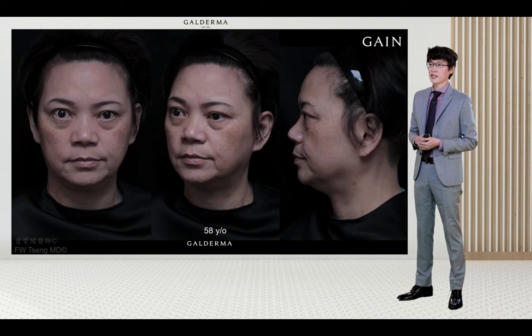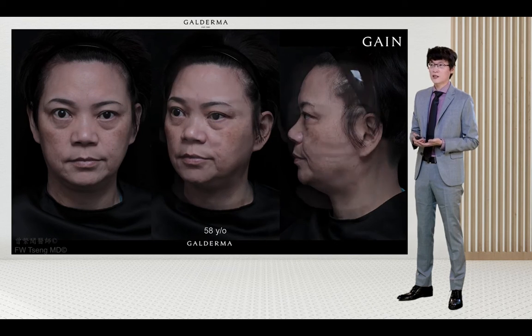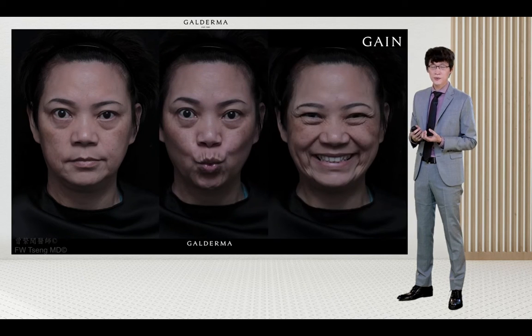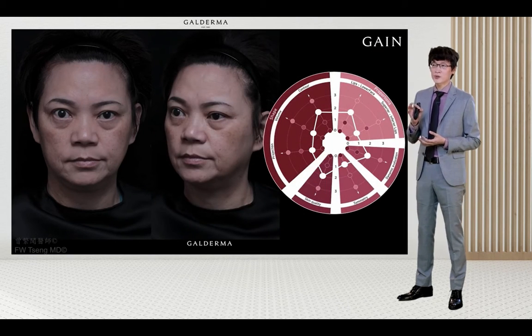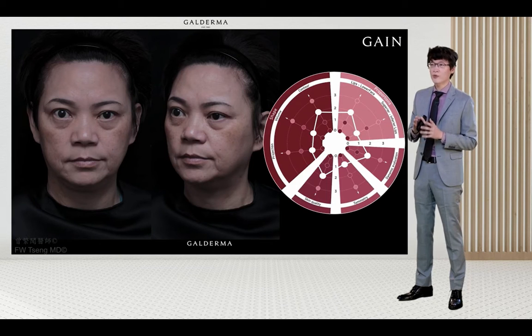This is a 58-year-old patient. She had a saggy and heavy lower face. You can see the depression around her mouth. You can see the static wrinkles. And also, when she makes facial expressions, you see exaggerated wrinkles. To her lips, we are going to increase the contour without over-volumizing her lips.